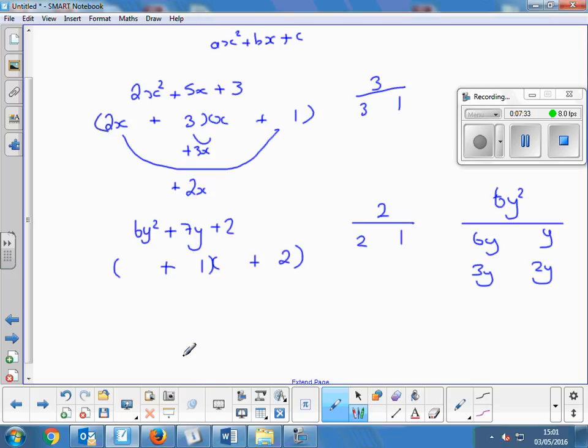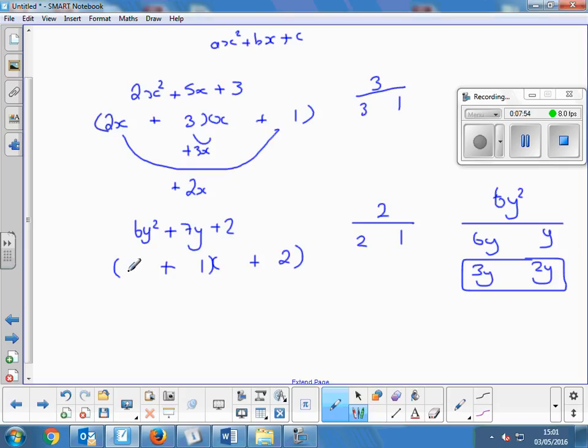Hopefully you can see it. So for example, if I use this one, 6 times 2 would be 12, and 1 times y would be 1y, so that would be 13, so that won't work. You can try it the other way around, but you'll still get 2 and 6, which would be 8, which doesn't work. So you can see here that it's this pair.